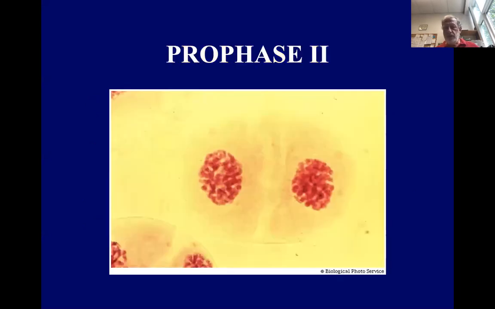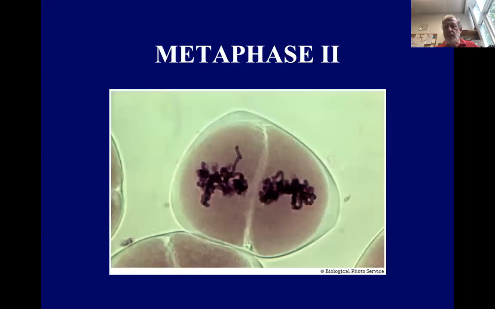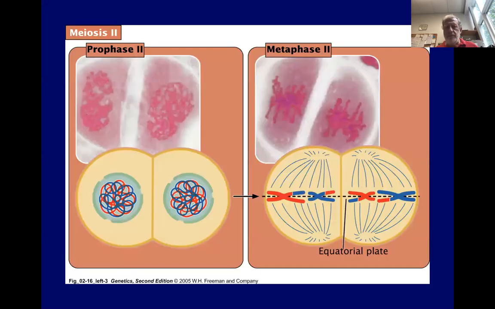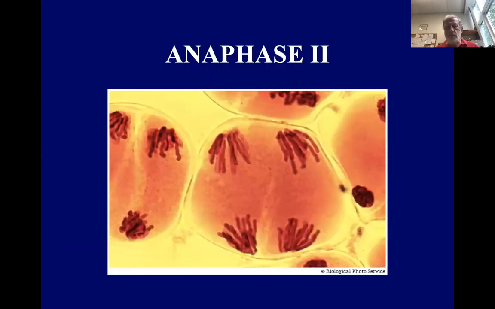So here's prophase 2. You can see the condensation of the chromatin into chromosomes has begun. Metaphase 2, the chromosomes line up on the cell plates of both these haploid cells. Some diagrams of what's going on. Anaphase 2, the sister chromatids are separating from one another. Second mitosis.